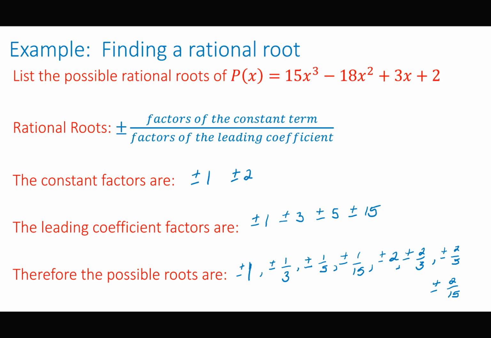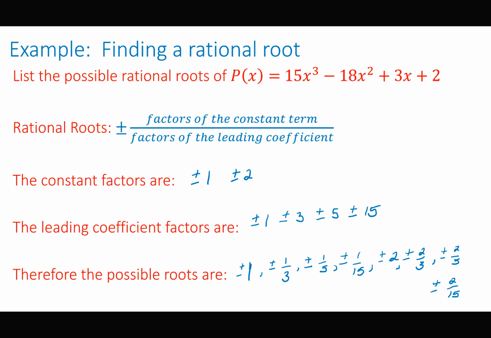Okay, so we should have started out with finding the constant. So my constant is 2, so plus minus 1 and plus minus 2 would be my only factors. The leading coefficient, this one, there's 4, so plus minus 1 and plus minus 15 would work, but also plus minus 3 and plus minus 5. Now it simply goes through that progression. I'm going to start with the first one, and then I'm going to divide it by every single one there on the bottom. Then go to the second one and divide it by every single one there on the bottom.